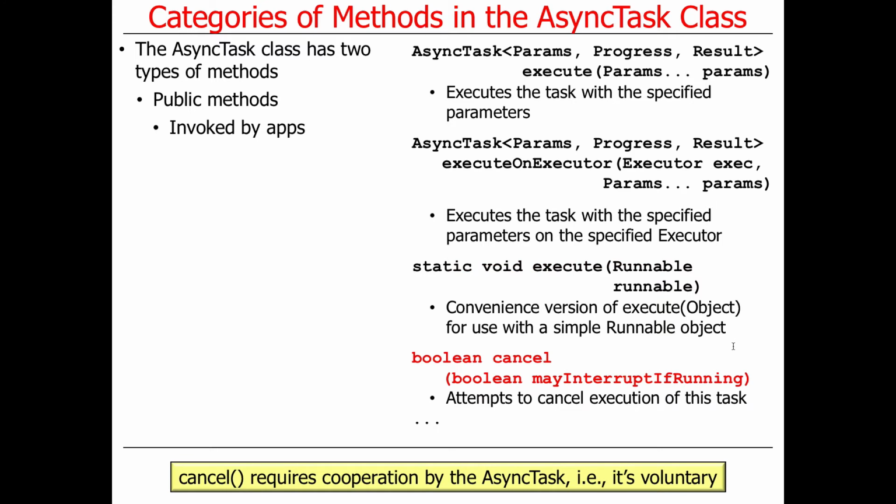And then the other method that can be invoked by an app is called cancel. And cancel basically tells the background computation associated with this async task, we don't want you to keep running, shut yourself down, please. Now, cancellation is like thread interrupts where it's voluntary, but it's a way of trying to stop things from running. And you can either tell it to interrupt it if it's running or not. So if you pass in true, that'll really try to shut down the background computation.